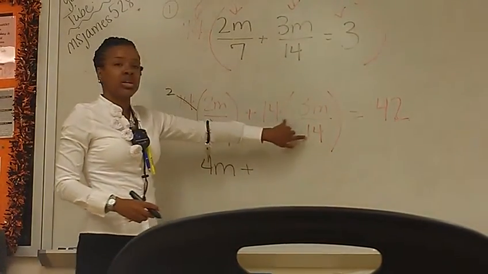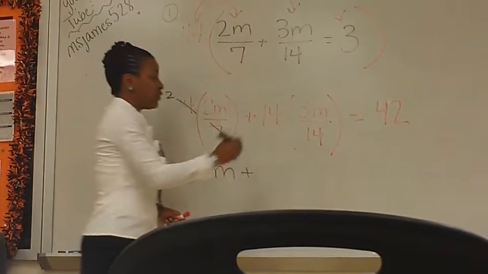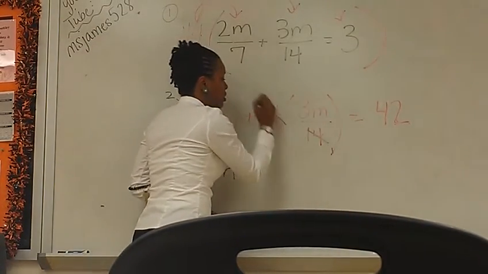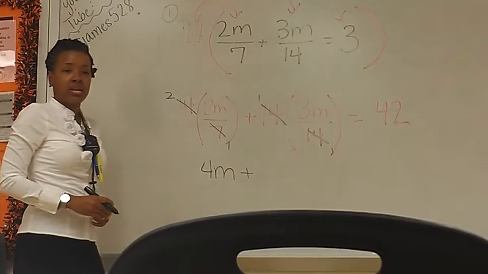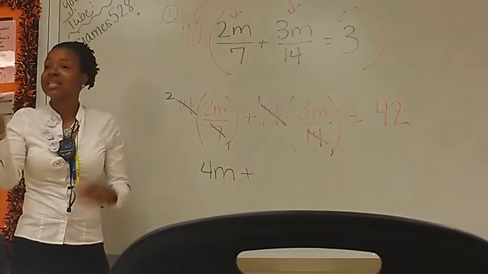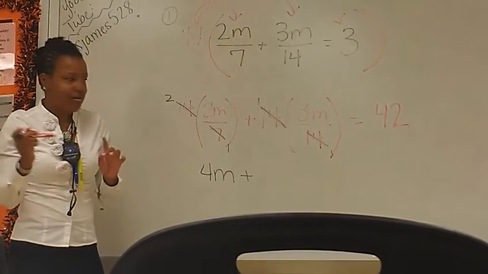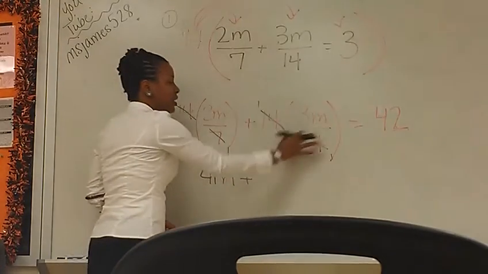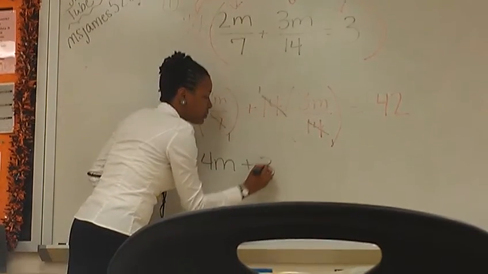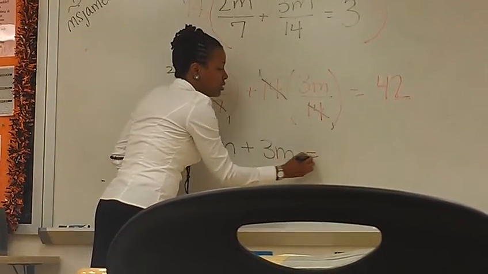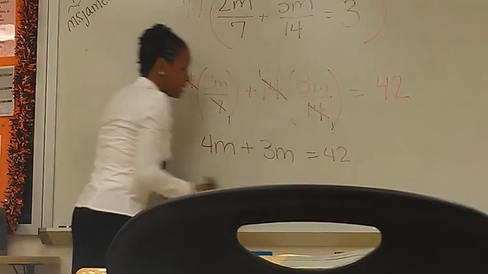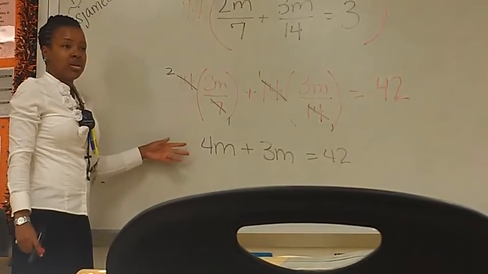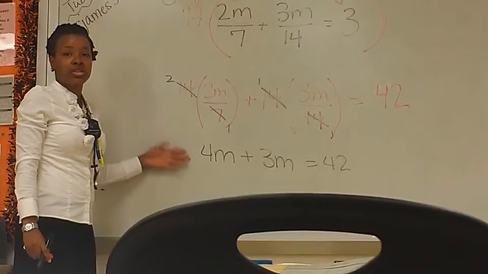Now what can cancel here? 14 and 14 go bye-bye. They turn into 1s. Remember I told you you were going to need that? Did I lie to you? No. So what are you left with here? 3m, and then equals 42. So this is now your problem. See? No more fractions. Fractions go bye-bye.